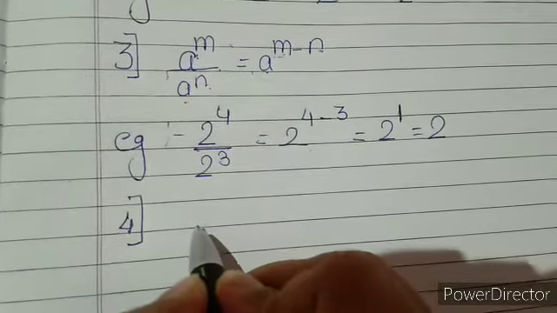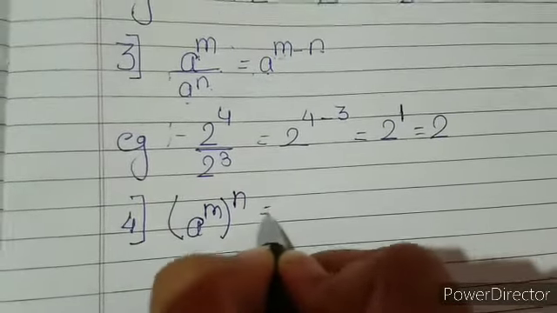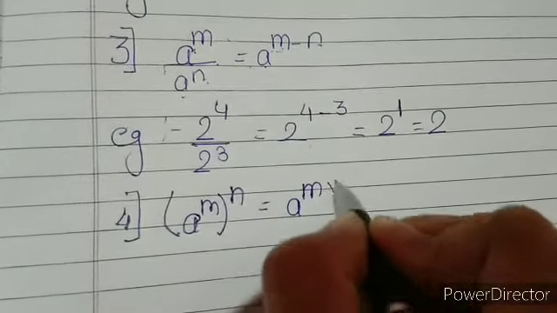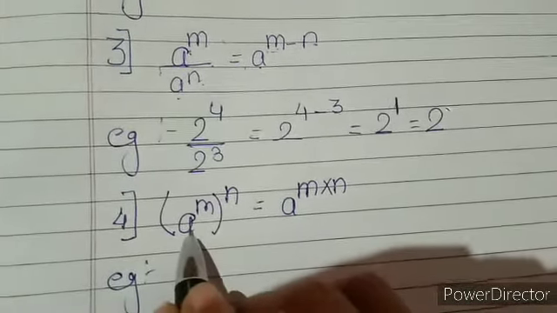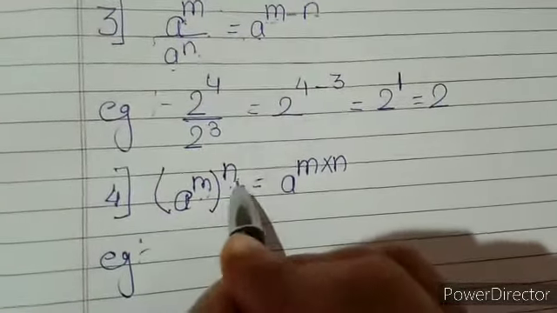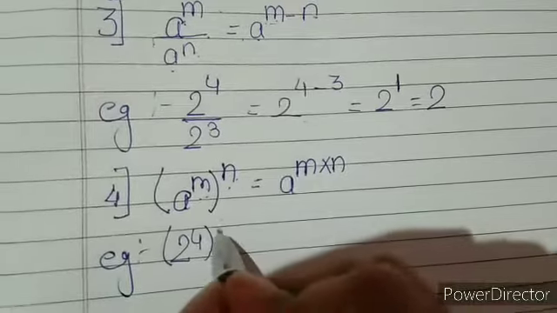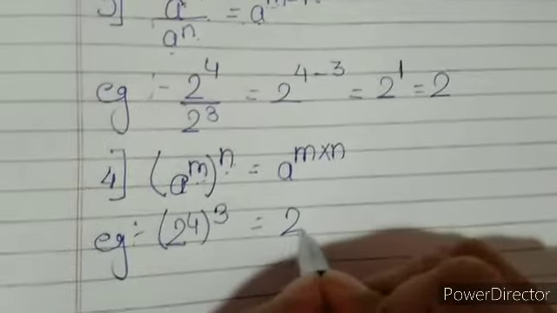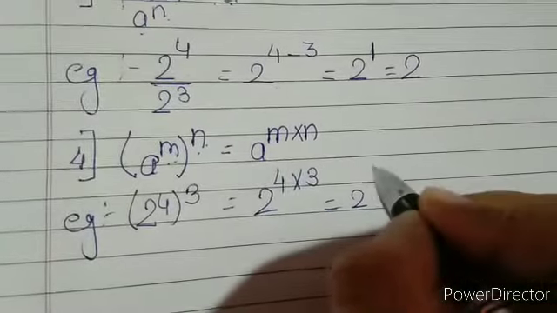The next law of exponents is a raised to m in a bracket raised to n. It is equal to a raised to m into n. Single base, having two indices, one inside the bracket and one outside the bracket. In that case we can multiply the indices. For example, 2 raised to 4 in a bracket and 3 outside the bracket. By using this law of exponents, write the base one time and multiply the indices. 4 into 3, 4 3s are 12.